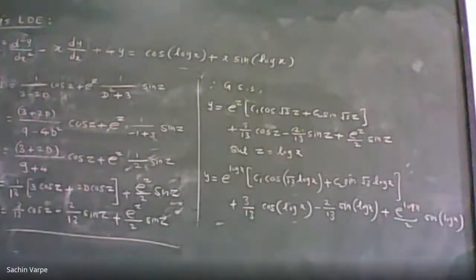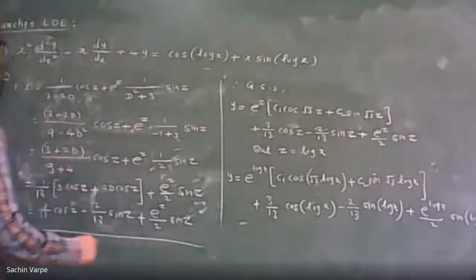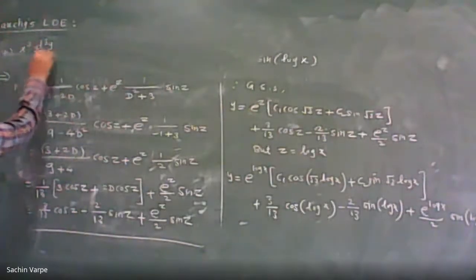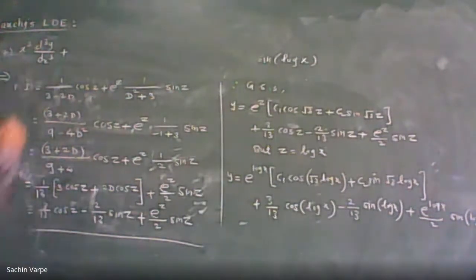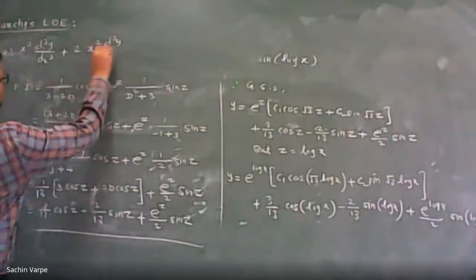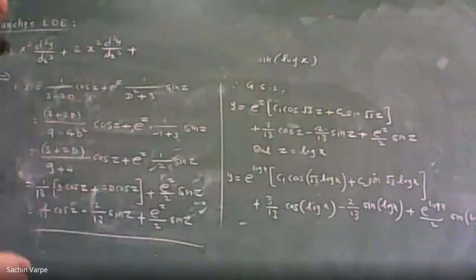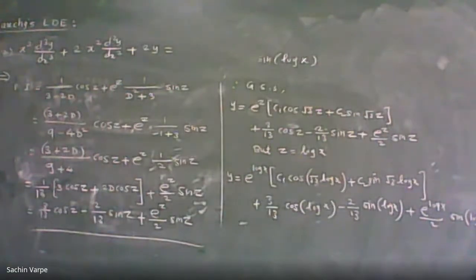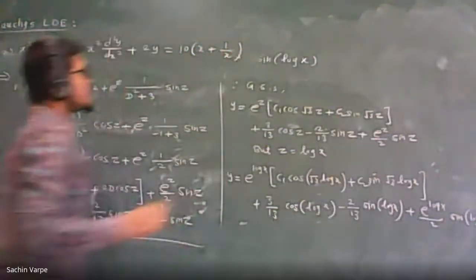Next equation: x cube d cube y by dx cube plus 2x square d2y by dx square plus 2y equals to 10 into, in brackets, x plus 1 upon x.